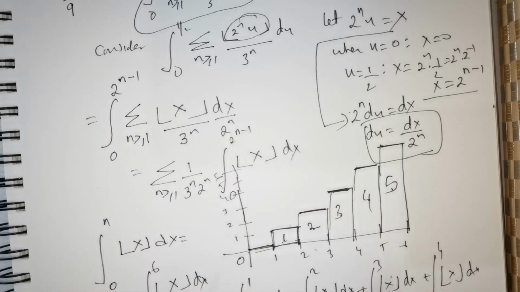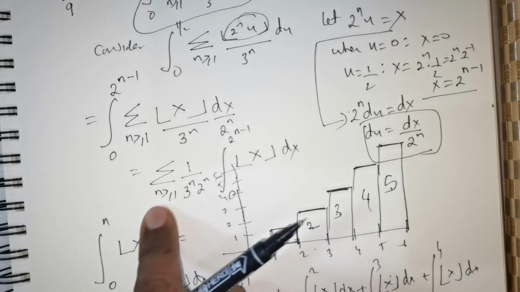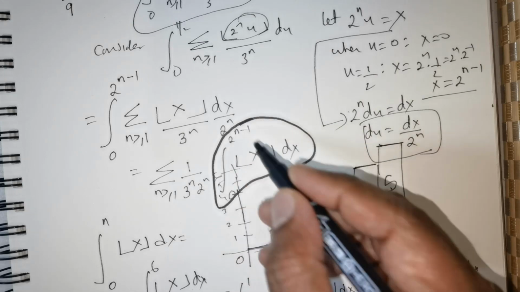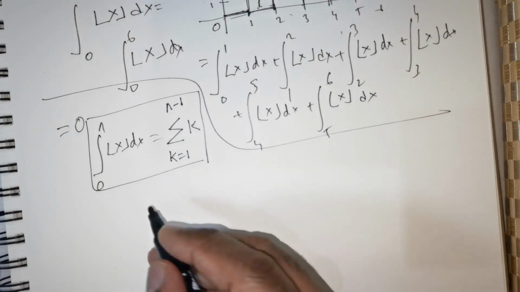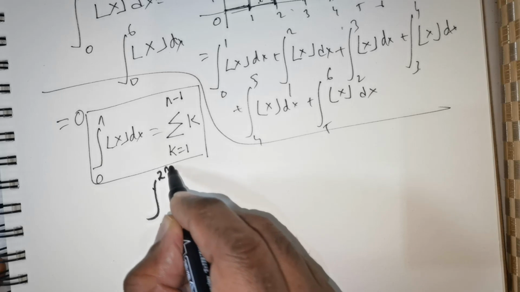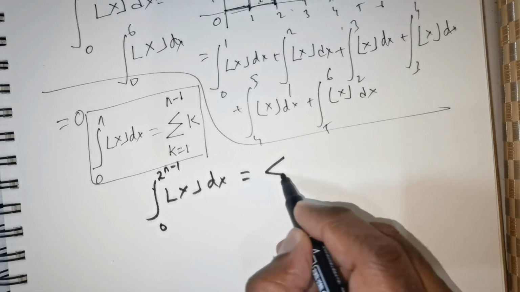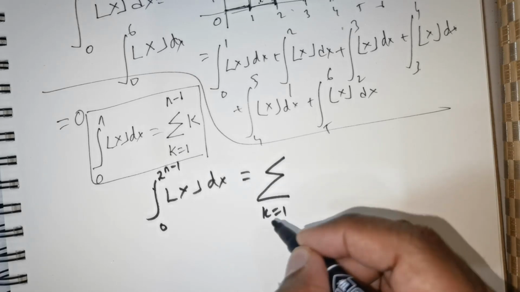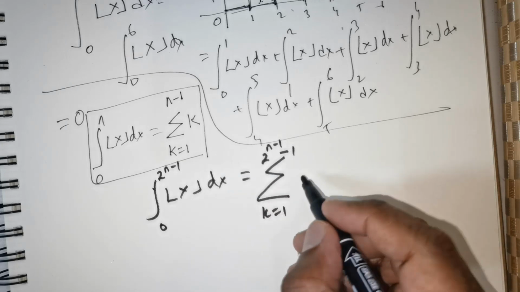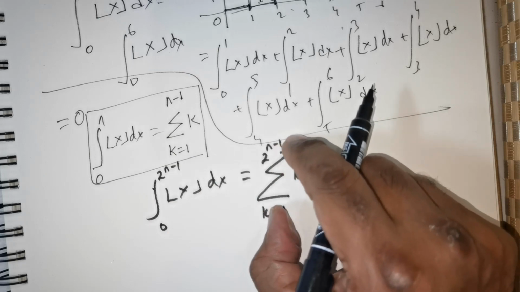Now, before we could actually integrate this, I would like to flip the summation and the integral. So I have already flipped it over here. So this is what we are going to be having. Now, this is the integral that we are dealing with. So let me write that down here. If you are integrating 0 to 2 raised to the power of n minus 1, the floor of x dx, this is going to be equal to sigma, the values of k running from 1 to 2 raised to the power of n minus 1, of k. This is going to be the value, right? We have to evaluate this value.